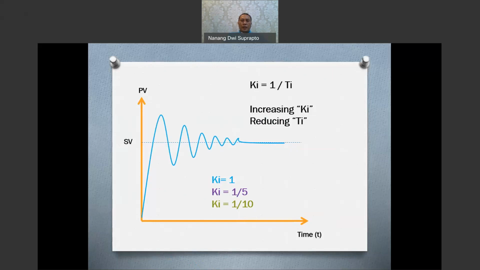This is Ki equal with 1. This is the performance response. Ki equal with 1 per 5. This is the response. Ki equal with 1 per 10.